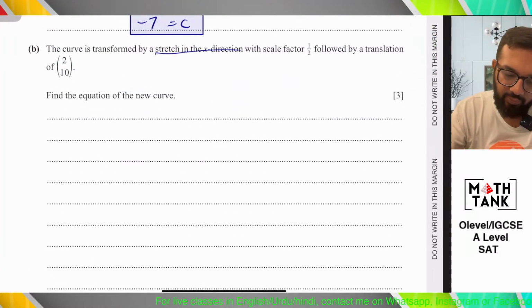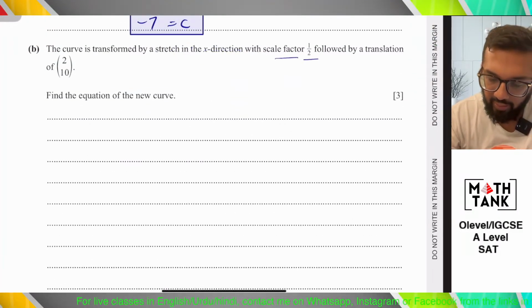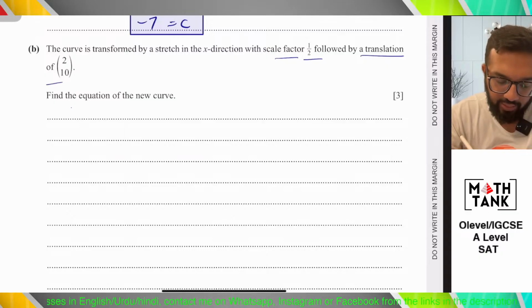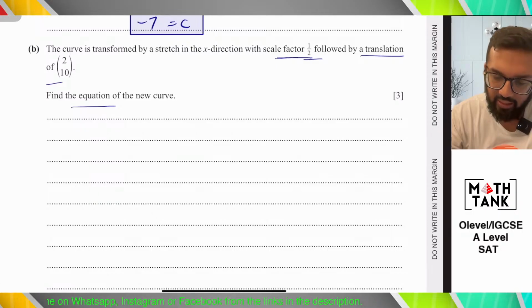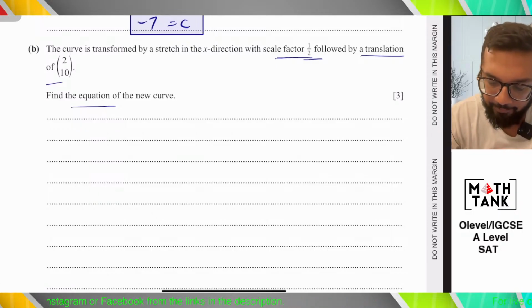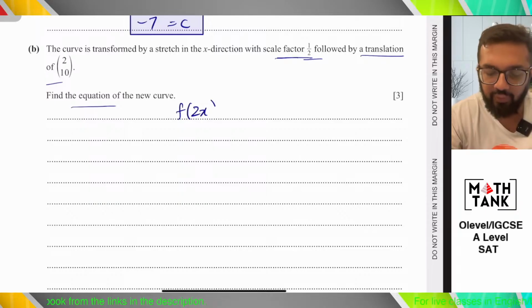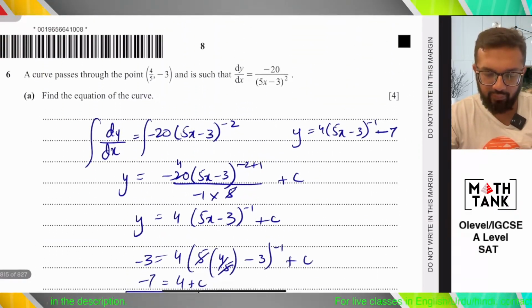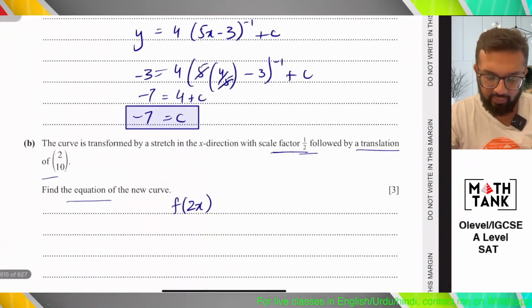The curve is transformed by a stretch in the x direction with scale factor half, followed by a translation of (2, 10). Find the equation of the new curve. So always do this step by step. When I say a scale factor of half followed by a translation, that means I first have to find f of 2x.